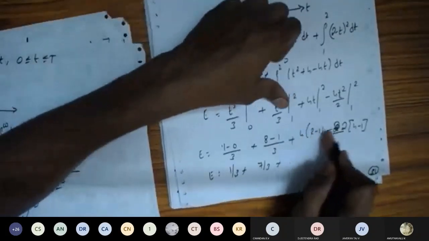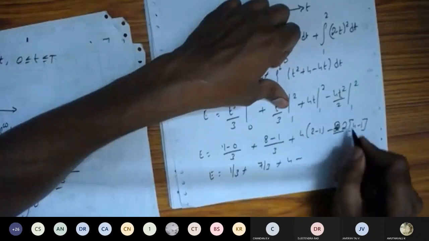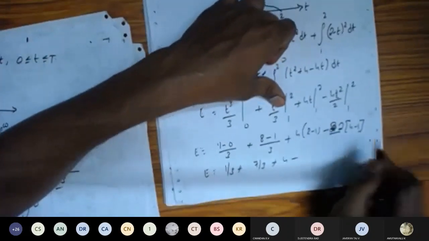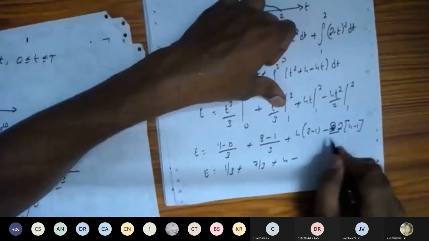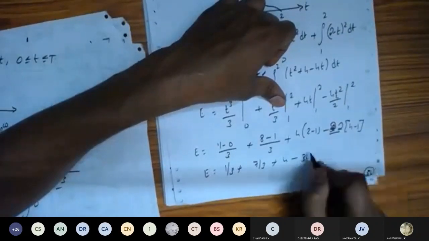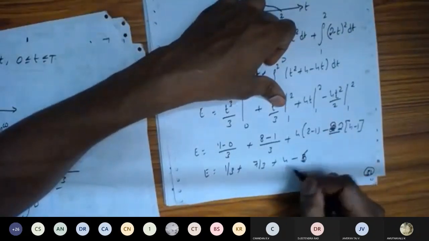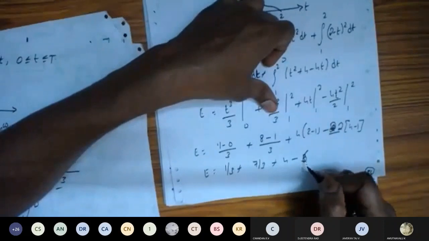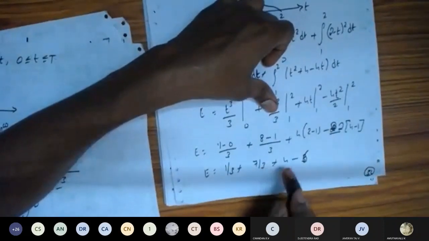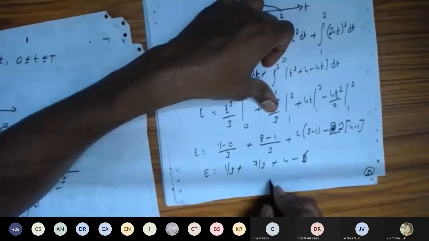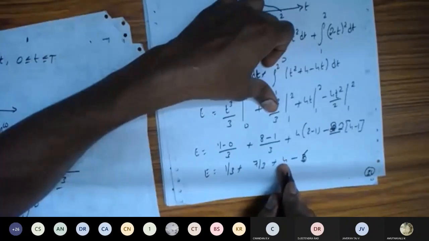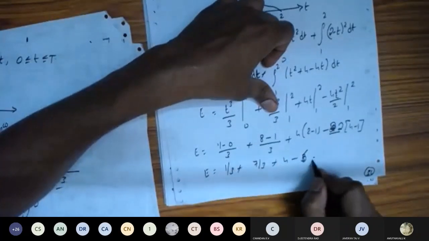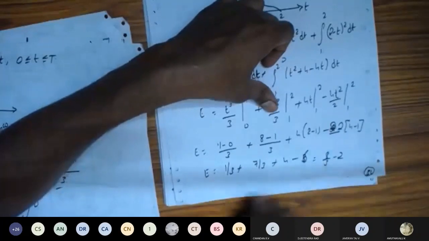So 2 minus 1 is 1. 1 into 4 is 4 minus 4. So 4 minus 1 is 3. So 3 into 2 will become minus 6 here. So how much will we get? So 8 by 3 minus 2, correct now? So minus 6 plus 4 will be minus 2 that we get here. So 7 plus 1 is 8 by 3. 8 by 3 minus 2.